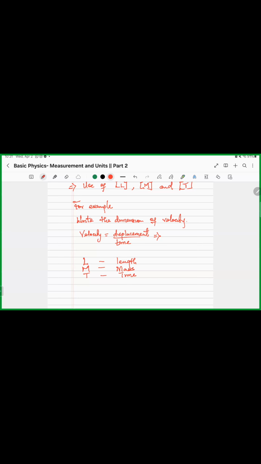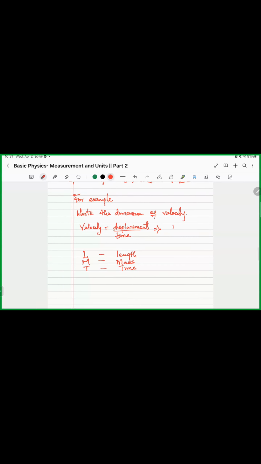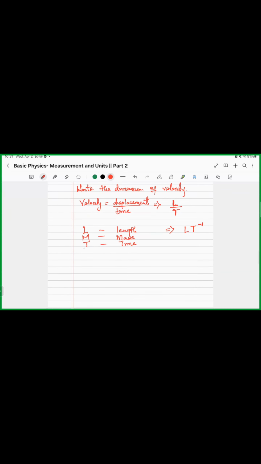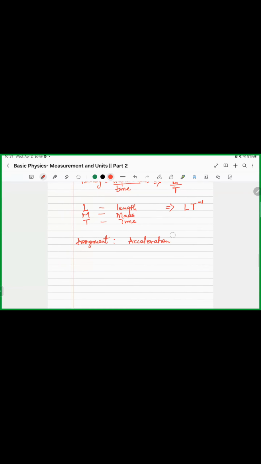Now, displacement itself is a kind of length. So the dimension applicable to the numerator is L. And definitely time is obvious: the dimension applicable to time is T. So the dimension for velocity is going to be L per T. Keep that in mind. Your assignment is to try to do the dimensions for acceleration, dimensions for force, and dimensions for pressure.